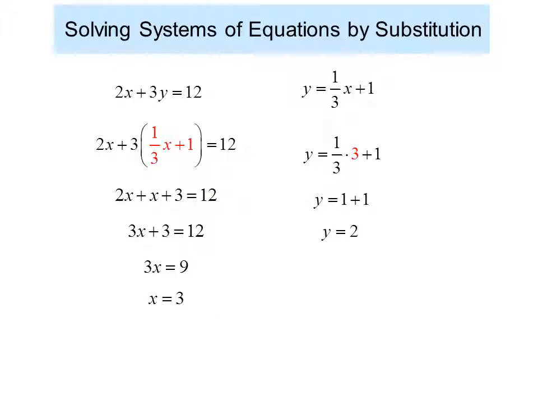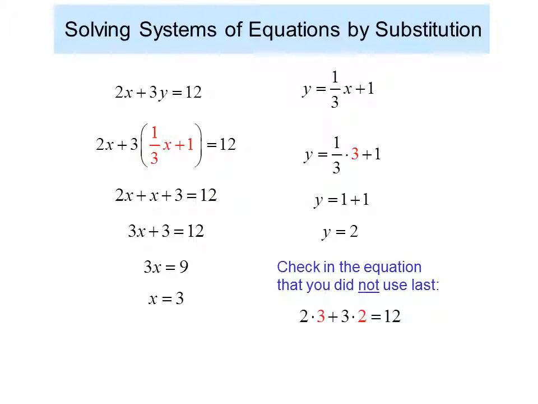Now we should check our answer, and we should check in the equation that we did not use last, because if we check in the last equation, then we won't find any mistakes that we made when we found x. So we're going to check in 2x plus 3y equals 12, and we get 2 times 3 plus 3 times 2 equals 12, 6 plus 6 equals 12, or 12 equals 12. So it checks. x equals 3, y equals 2.